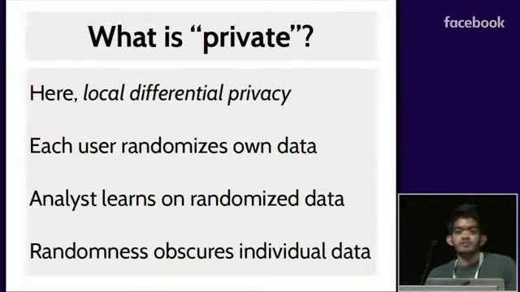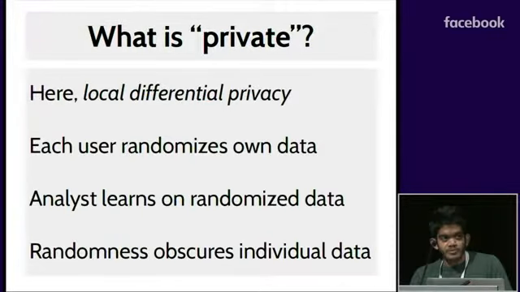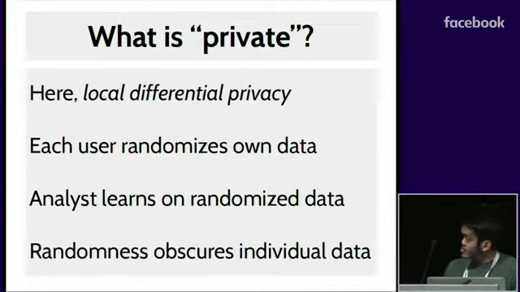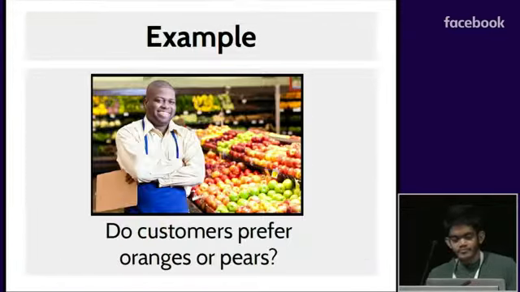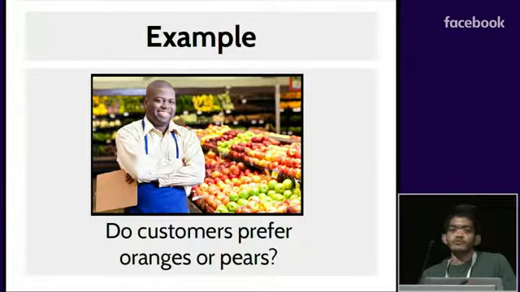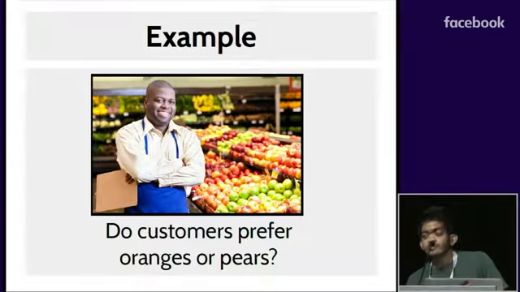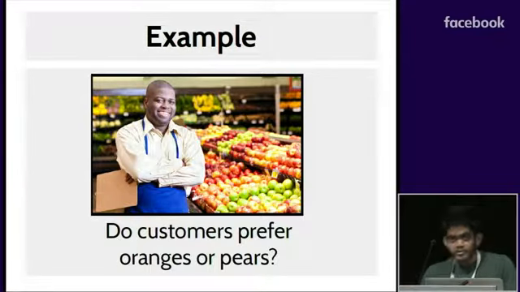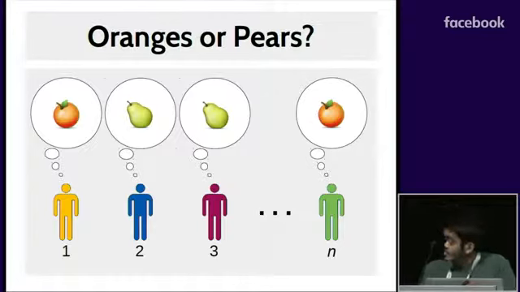So here, privacy is going to mean local differential privacy, which is a variant of differential privacy where each user randomizes their own data, and the analyst learns on this randomized data. And intuitively, this provides privacy because the randomness sort of obscures any individual data. So for example, suppose you manage a grocery store and you want to know if your customers prefer oranges or pears, and you want to do it while giving them some level of privacy. So you have some N people, each of them has a private opinion over whether oranges or pears are better.